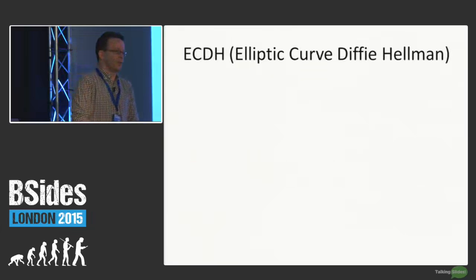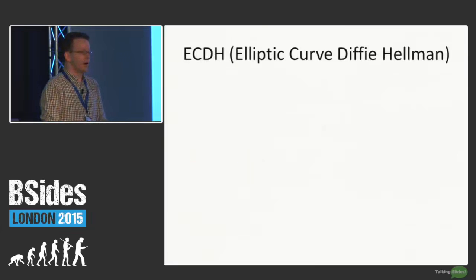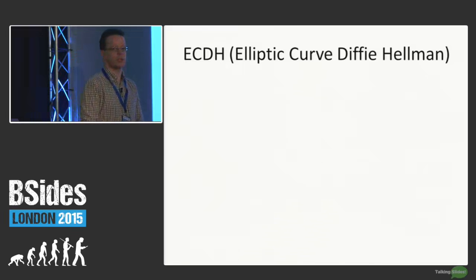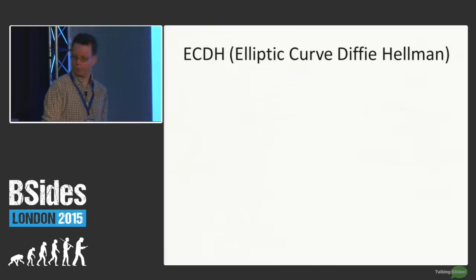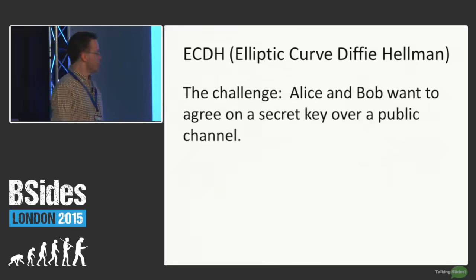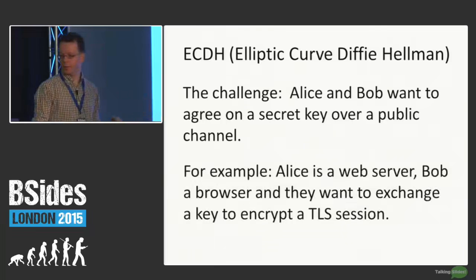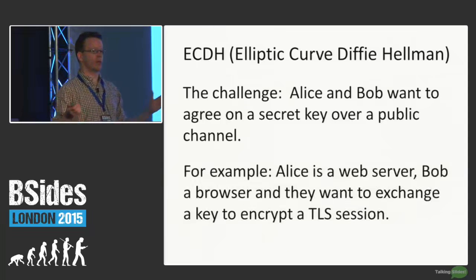So probably the most important kind of elliptic curve cryptography is the elliptic curve Diffie-Hellman algorithm, ECDH, and sometimes ECDHE, where the E is for ephemeral, but that's irrelevant for now. It's used to solve the following problem. 2 entities, let's call them Alice and Bob, because we're doing crypto. They want to agree on a secret key over a public channel. For example, Alice is a web server, Bob is a web browser. And they want to agree on a secret key so that they can encrypt their connection.